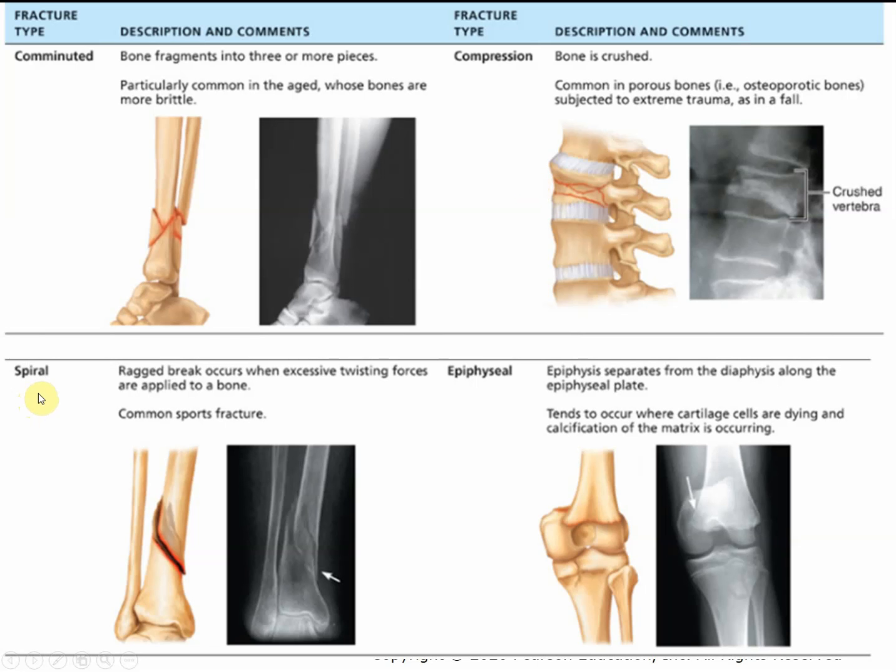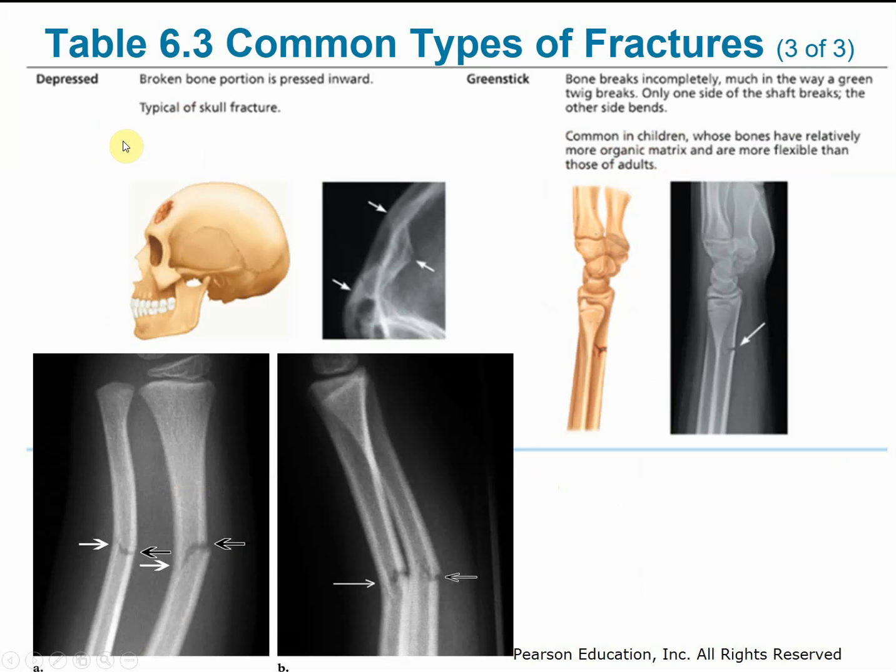Spiral fractures are where the bone essentially twists and breaks in a spiral pattern. So these are common in sports injuries. Epiphyseal fractures occur when the diaphysis separates from the epiphysis along that epiphyseal plate. So again, this is more common in younger individuals that still have their epiphyseal plate. So that line of cartilage is actually a weak point that can become disconnected and broken. Depressed fractures are commonly found in the skull, where the broken bone portion is just pressed inward or has a depression in the bone surface.